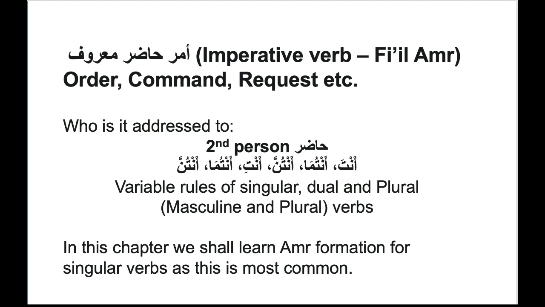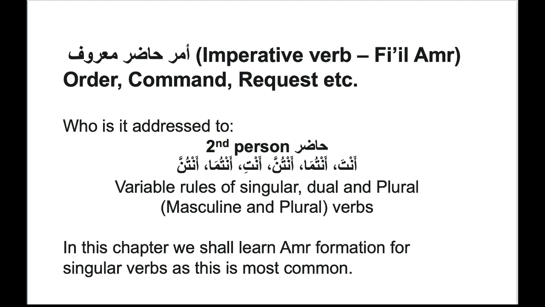We need to know to whom the order, command or request is made through the imperative verb. Please pay attention. You can only order someone who is in front of you, who is present, and that means second person, hazir. You can order or make a request to that person. Someone who is absent, not here, you cannot order or request anything of.